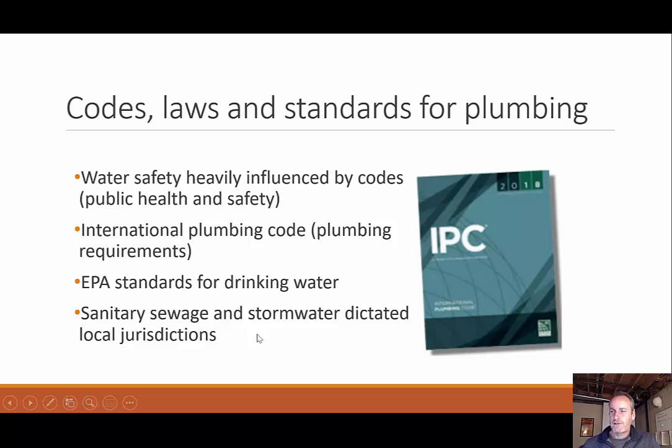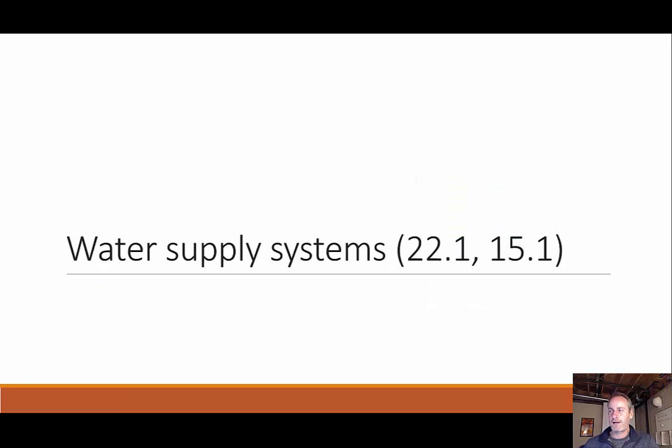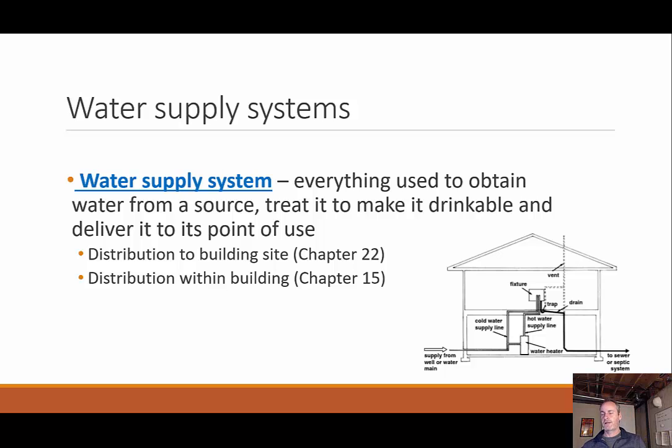Sanitary, sewage and stormwater dictated by local jurisdiction. So like City of Fort Collins might have a different way that they're managing their stormwater and sewage than something like Vail, right? So let's move on to water supply systems, getting the water to the building. So of course, the big thing is we need to get the water from the source, which could be like a reservoir or something, right? Treat it, make it drinkable, and then supply it to the building.